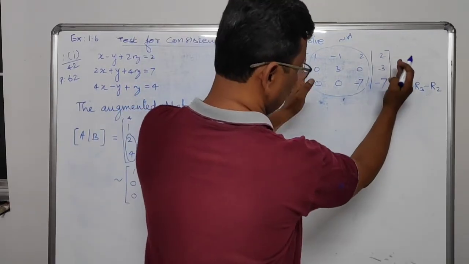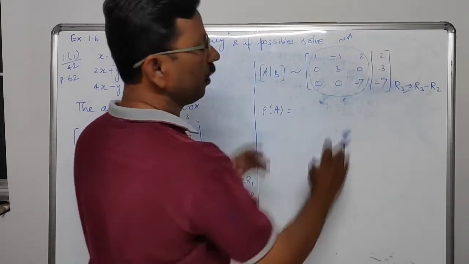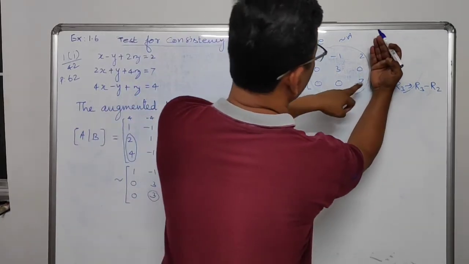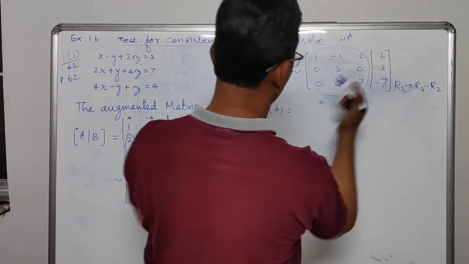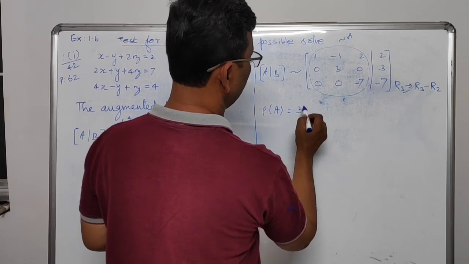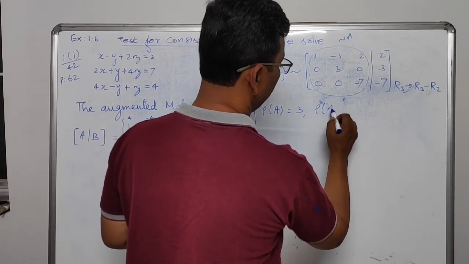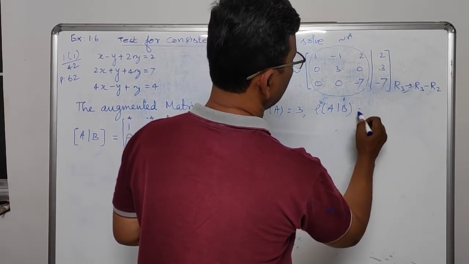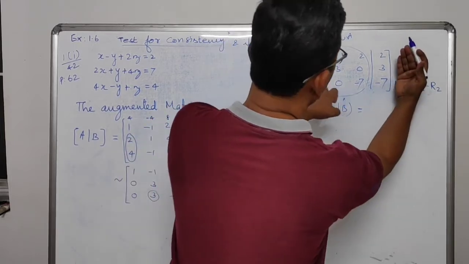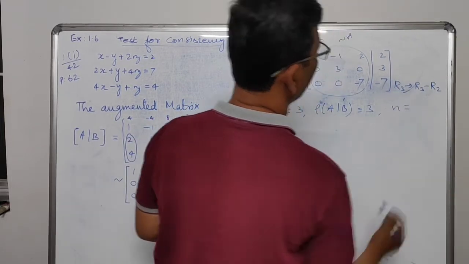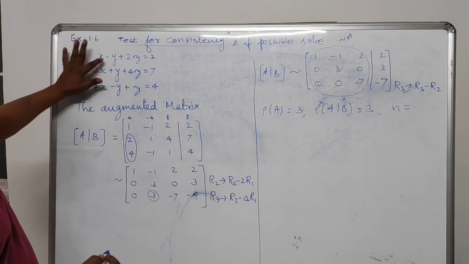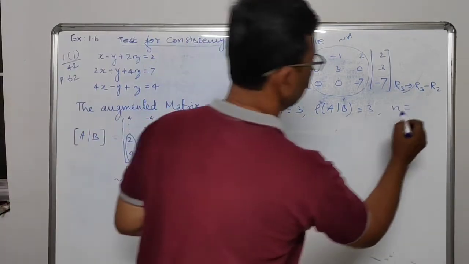If AB is in echelon form, we can say A is also in echelon form. Therefore, this is in echelon form. Here we have 3 non-zero rows. Therefore, rank of A is equal to 3. And rank of AB is equal to, here also we have 3 non-zero rows, equal to 3. And here n is the number of variables. Here x, y, z are 3 variables, so n is equal to 3.